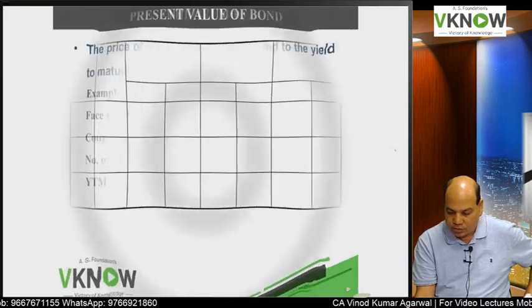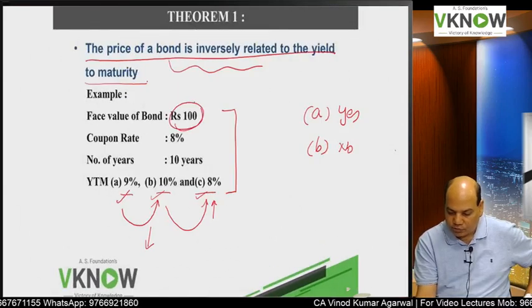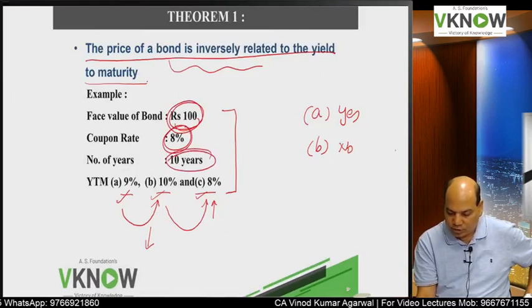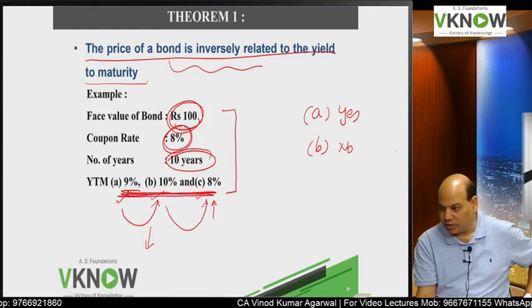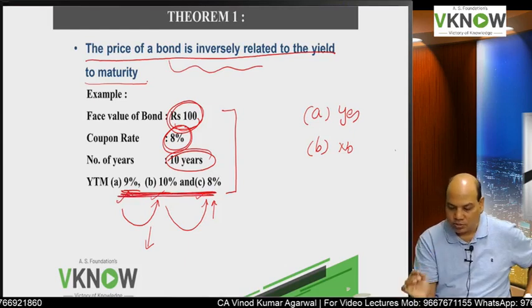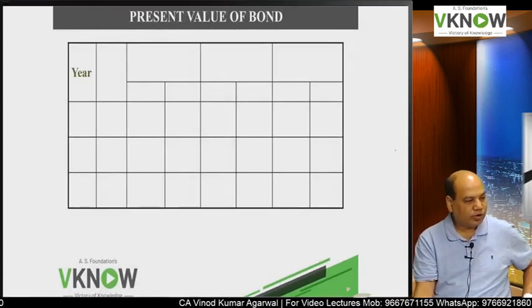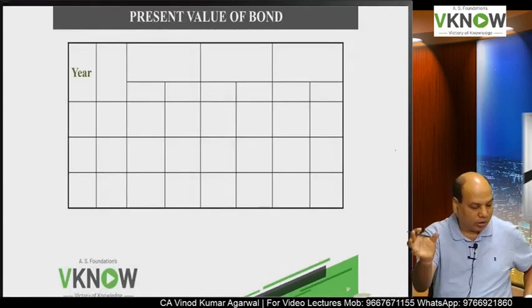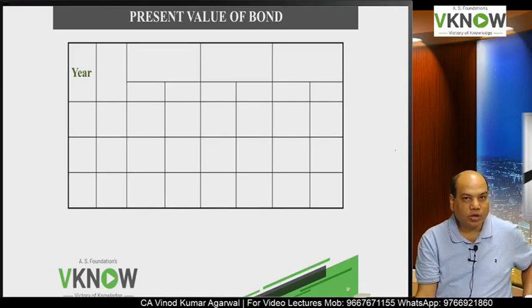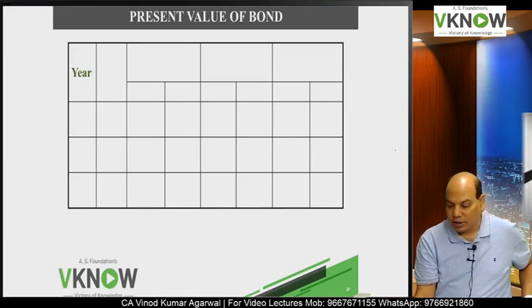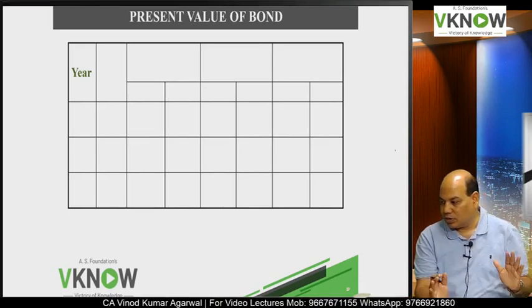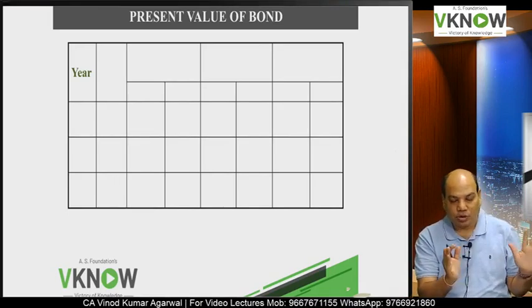We have a question where we have a bond with face value 100, coupon rate 8%, number of years 10, and the three situations are 9, 10 and 8. This is similar to your question number 1 we had solved. So first we will calculate the present value of the bond under all the three YTMs, and then we will see whether this theorem is true or not.